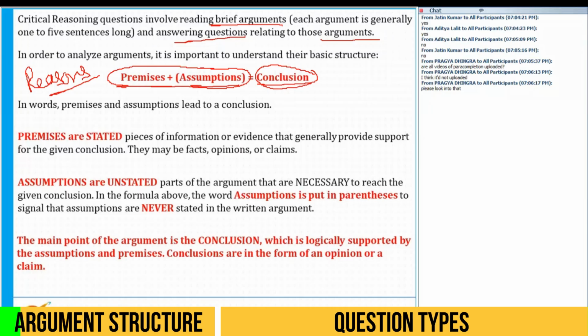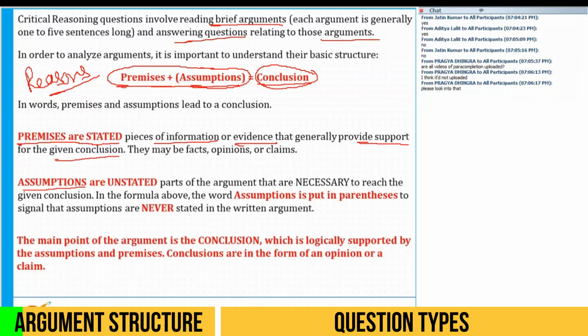So remember, the difference between premises and assumptions is that premises are stated pieces of information or evidence that provide support for the conclusion. So they will be stated, they will be right there in front of you. And you will understand that on the basis of these premises, somebody has formed a conclusion. However, there are other reasons also which are not stated. These are called assumptions.